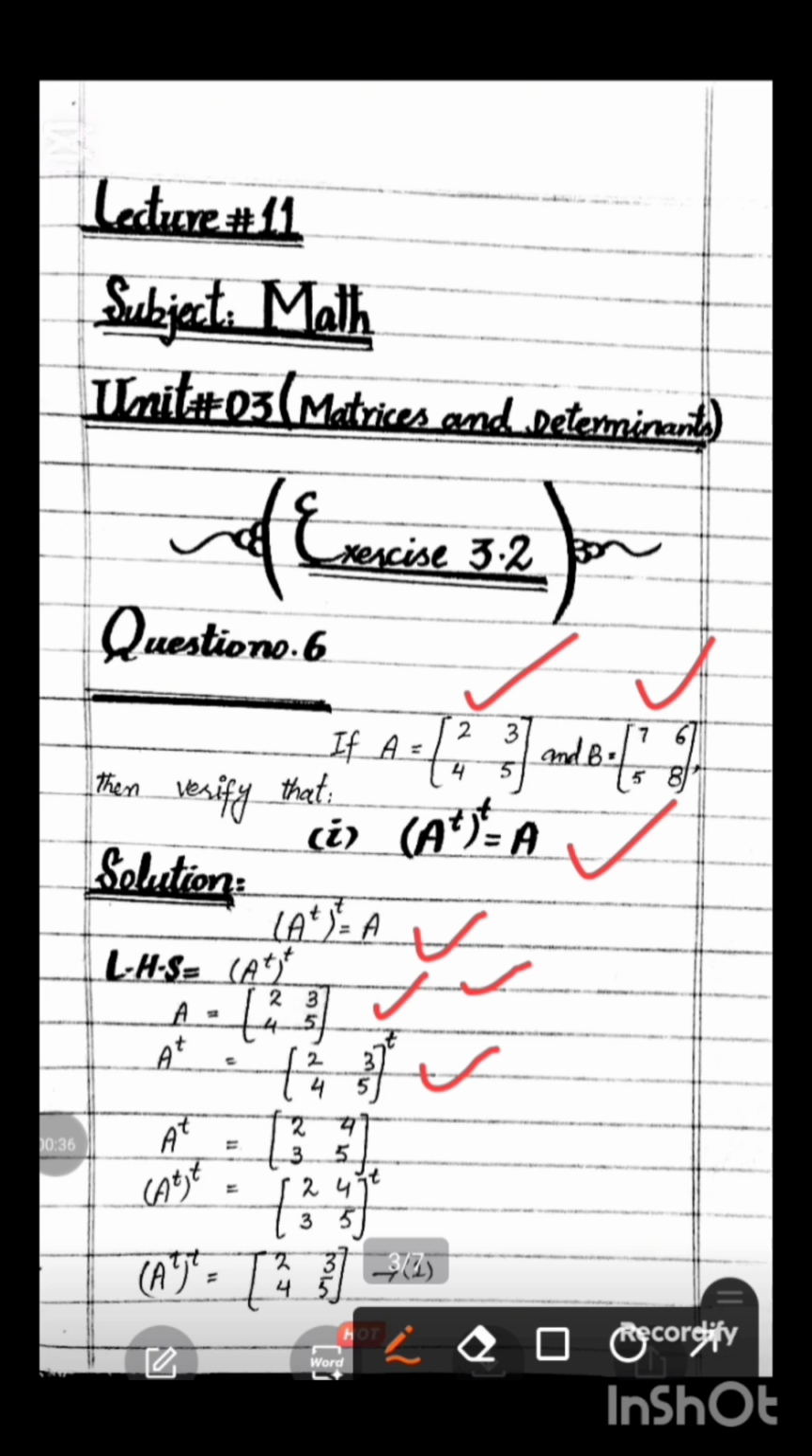You can see in this matrix we have 2 3 as a row, and in the transpose 2 3 is a column, and 4 5 is a row in this matrix and we have changed 4 5 into a column. So after taking A transpose we need to find (A transpose) whole transpose. That will be equal to the transpose of the matrix 2 4, 3 5. Now we change 2 4, that is a row, into column 2 4, and 3 5 will be changed into column 3 5. We will call this equation number 1.